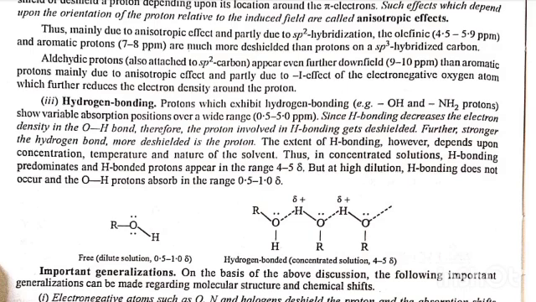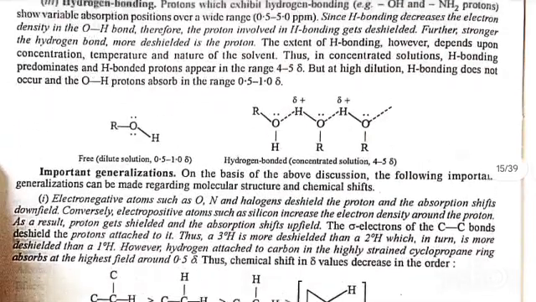Aldehydic protons are also attached to sp2 carbons and appear even further downfield than aromatic protons, mainly due to anisotropic effect and partially due to the -I effect of the electronegative oxygen atom, which further reduces the electron density around the proton.